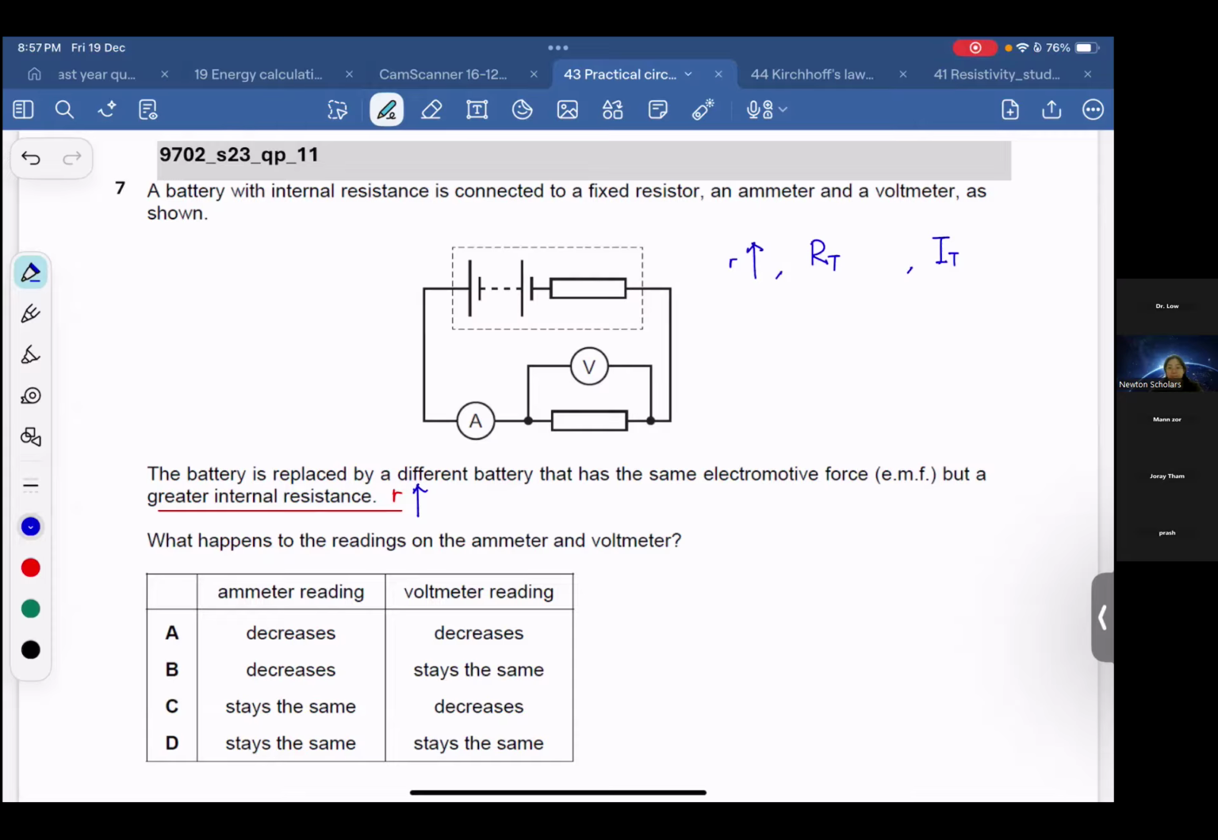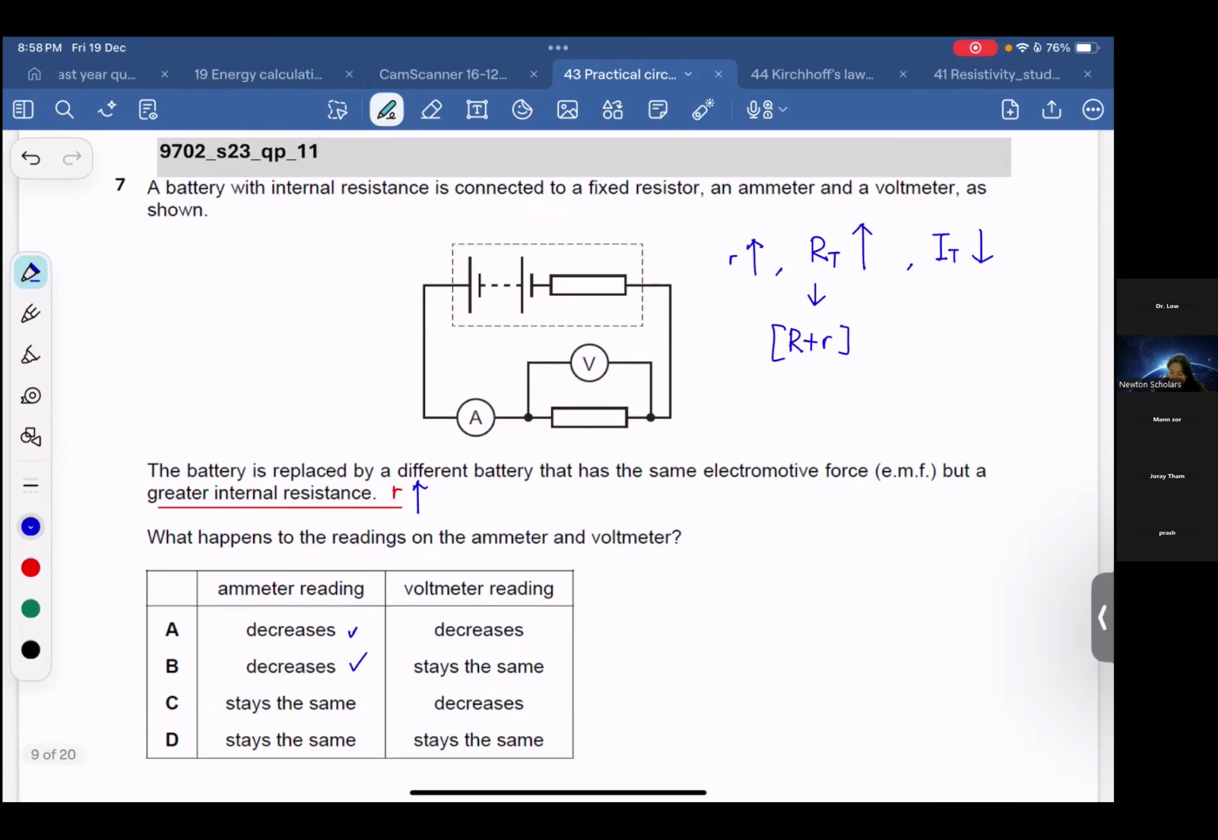Voltmeter reading. Okay, dear, when your r is increased, total resistance is your R plus small r. So your total resistance should also increase, and total current will decrease. So A or B only. So how about the voltmeter reading? Fawal, no. Voltmeter at here, dear, is connected across the outside resistance, not the internal resistor.